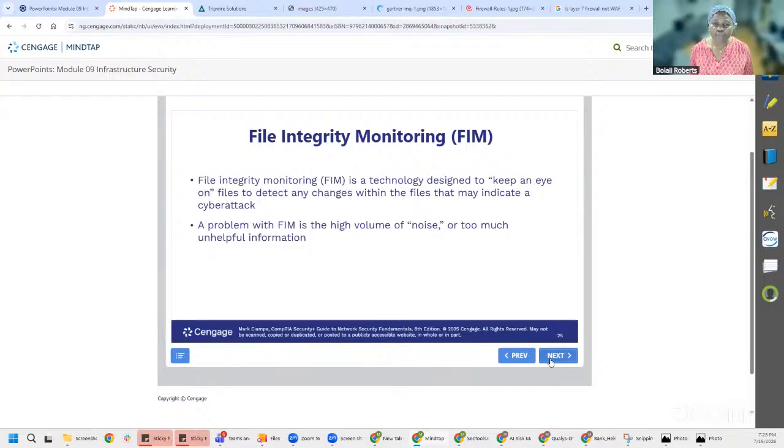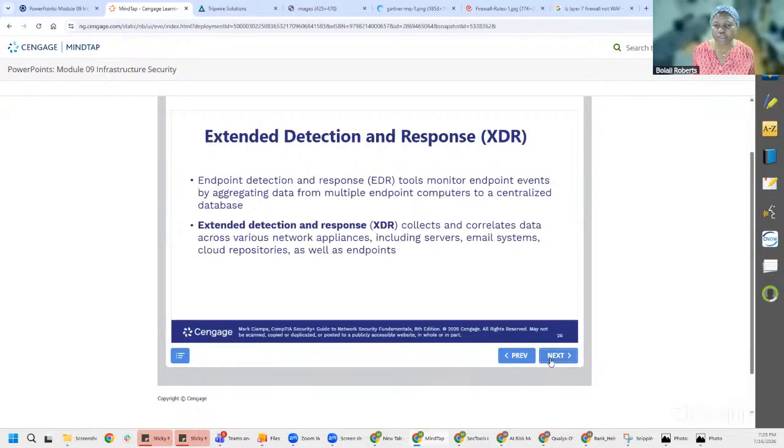But yeah, that is what FIM does. It looks at the files and sees if something has changed. And if it has changed, you want to make sure that that change is legitimate and not as a result of an attacker evading the network.